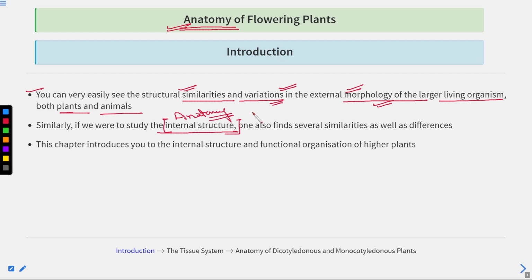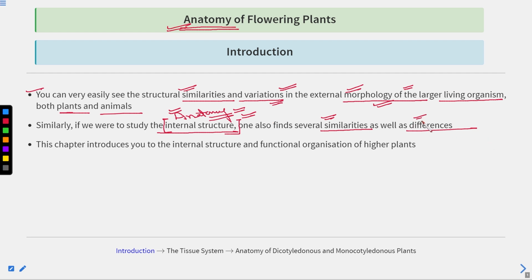Okay, when you are studying the internal structure of plants and animals, then we can say that we are studying the anatomy of that particular plant. Now one also finds several similarities as well as differences. As we have seen in the case of morphological characteristics, we see the same thing in the anatomy of the flowering plants. There are certain similar internal structures, and also there are some differences.